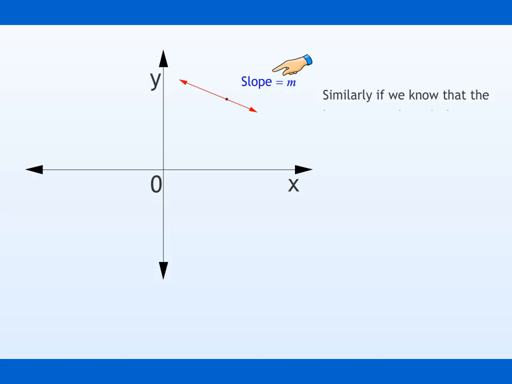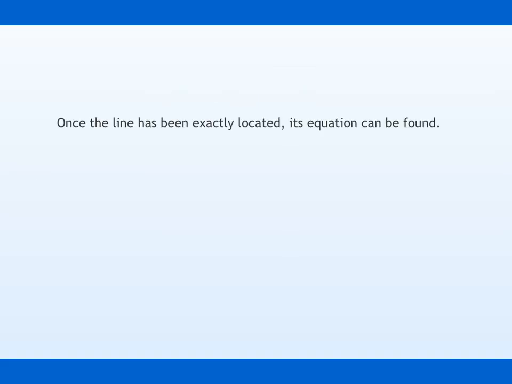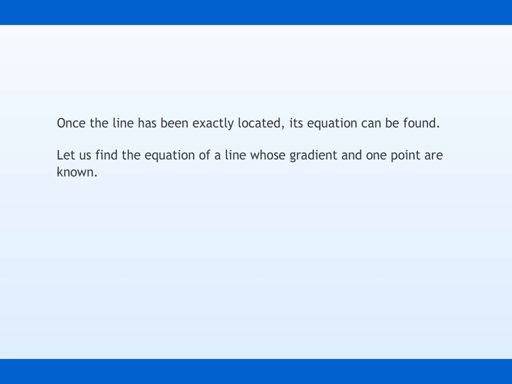Similarly, if we know that the line passing through that point has a slope m, then also a unique line can be located. Slope is equal to m. Once the line has been exactly located, its equation can be found. Let us find the equation of a line whose gradient and one point are known.